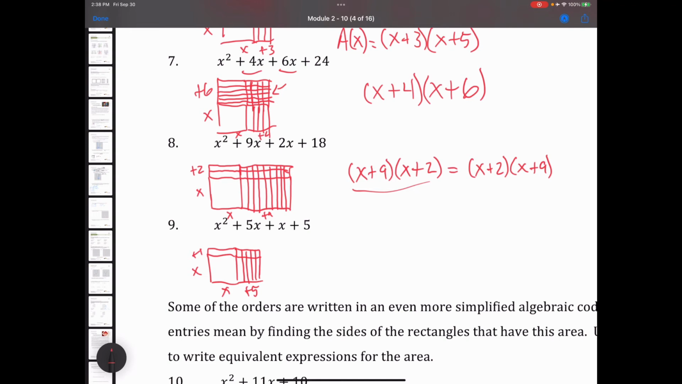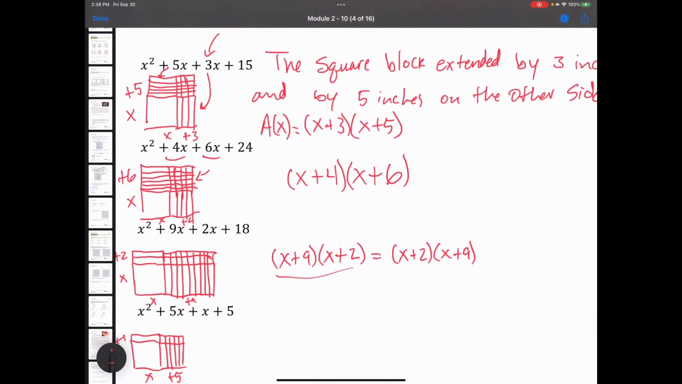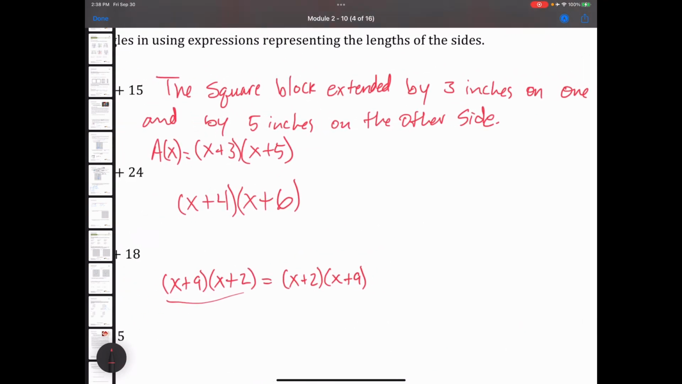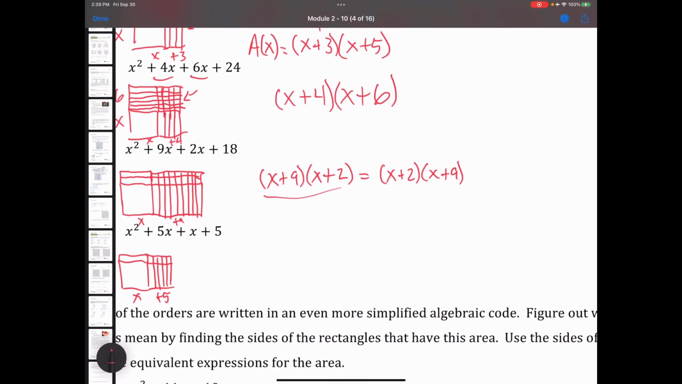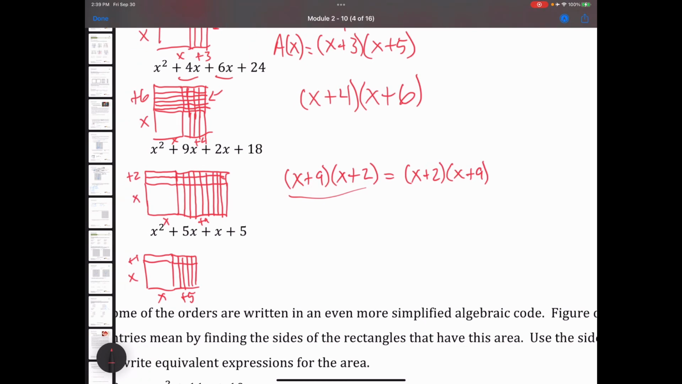So I will go ahead and dictate this one now too for you to scribe down. This is the square block with 1 inch added on one side and 5 inches added on the other. If you'd like to be a little bit more specific, you could also come back up here and say extended by 1 inch on the one side and 5 inches on the other. It's up to you. Also, in terms of the side lengths, we have x plus 1 times x plus 5. We just take both of those side lengths and multiply them together.